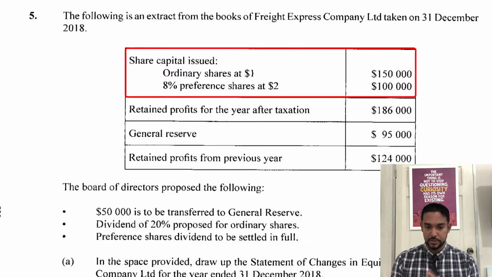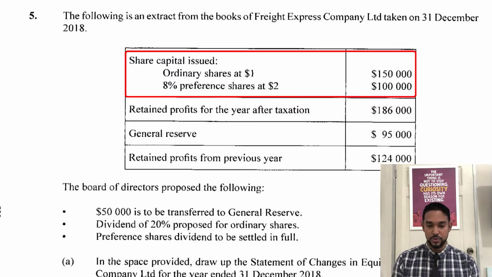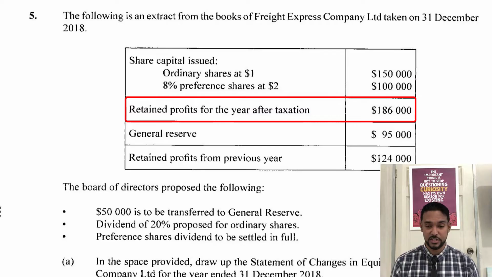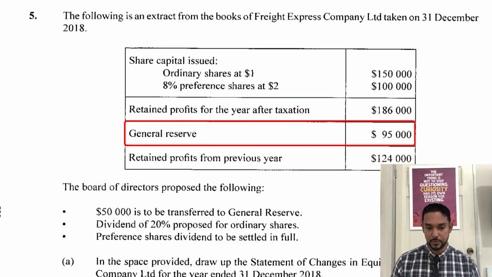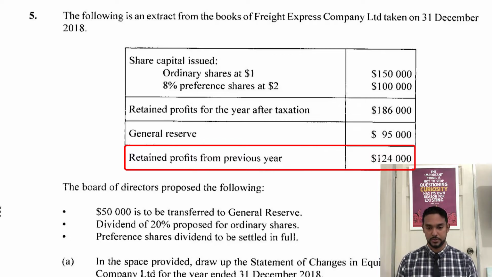Right, so the following is an extract from the books of Freight Express Company Limited, taken on December 31st, 2018. Share capital issued: ordinary shares at $1 each, $150,000 worth; 8% preference shares at $2 each, $100,000 worth. Retained profits for the year after taxation, $186,000. General reserve, $95,000. Retained profits from the previous year, $124,000.